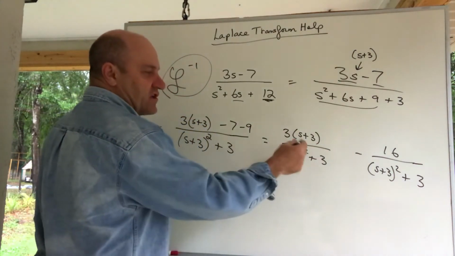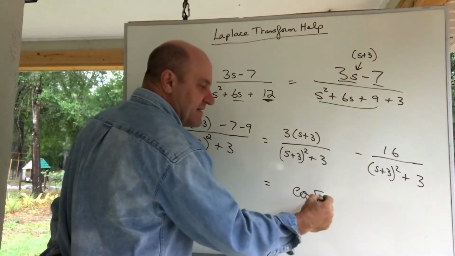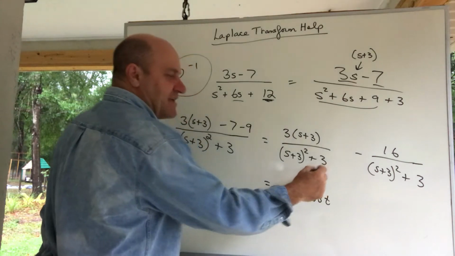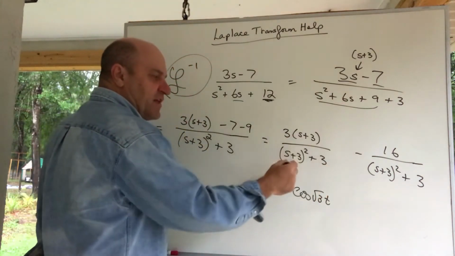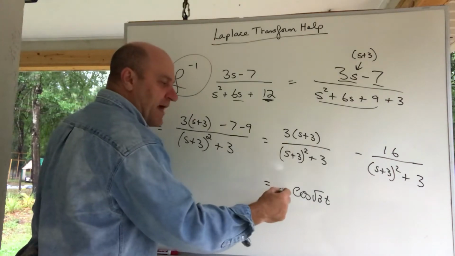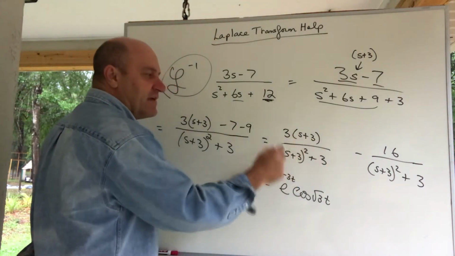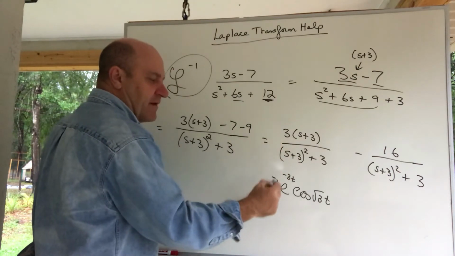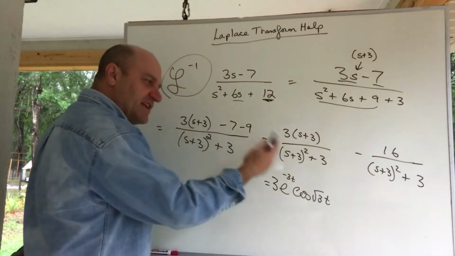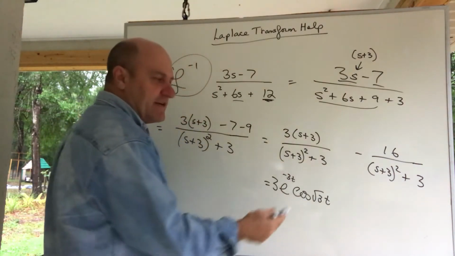I know that this is a cosine of square root of 3 t, as that's k squared. And with this s plus 3 inserted where the s usually goes, it means it's multiplied by e to the negative 3t. Now there's one other thing. There's a 3 multiplied out front. So I just did the Laplace inverse of that. There it is. And I think it's 18 or 19.